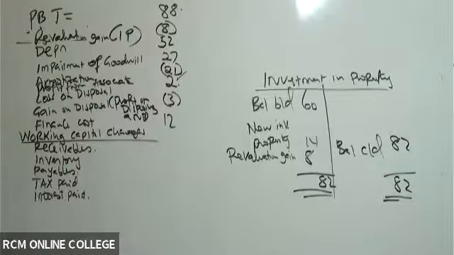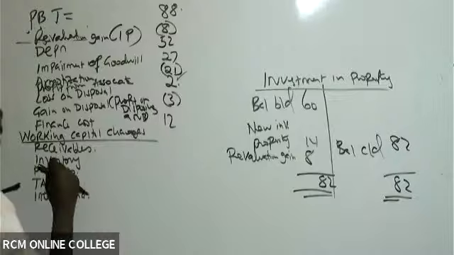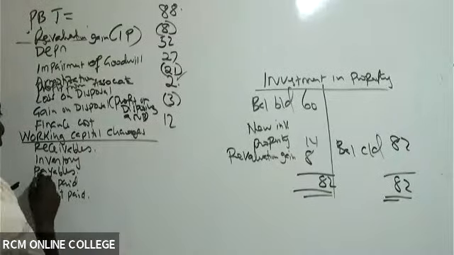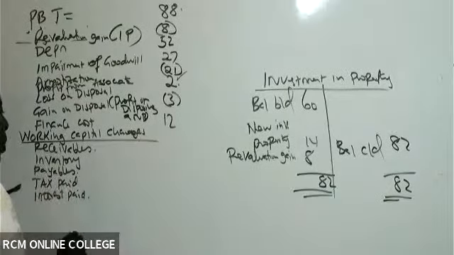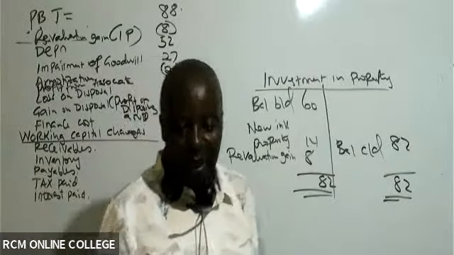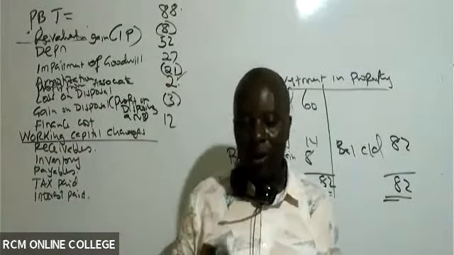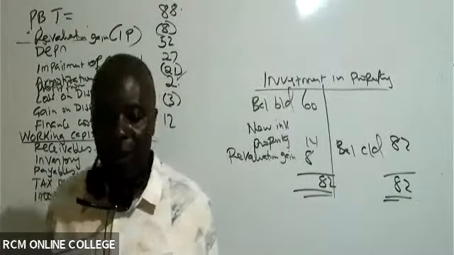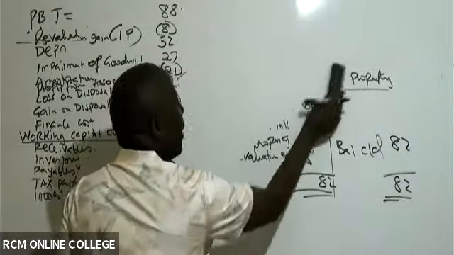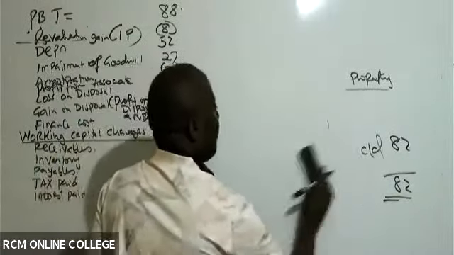All right. Then, ladies and gentlemen, please come here. Under working capital changes, we have these 3: receivables, inventories, and payables. But before I continue with this, are we together somehow? All right. Thank you very much. I love these working capital changes. These are normally low-hanging marks.